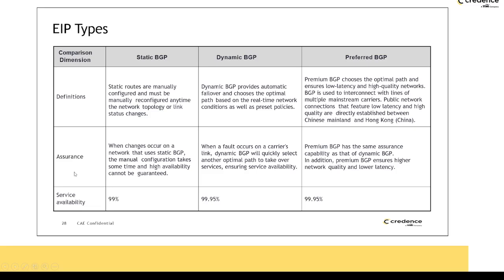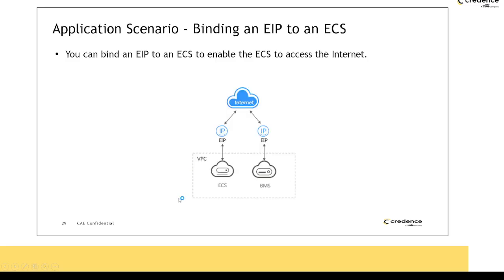Okay. So the assurance is for the static BGP, when changes occur on a network that uses static BGP, the manual configuration takes some time and high availability cannot be guaranteed. This is for static. Okay, for dynamic, it is able to quickly select another optimal path to take over services. So you can see the service availability is 99.95% compared to static BGP, whereas the preferred BGP also has the capability of the dynamic. Okay, BGP. Okay, now we watch the application scenario, binding EIP to ECS.